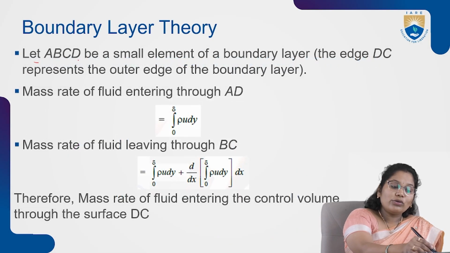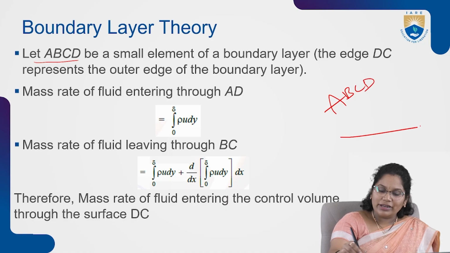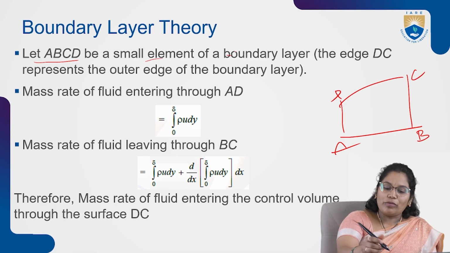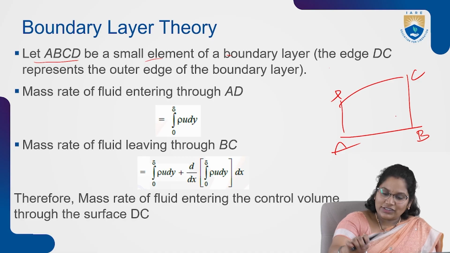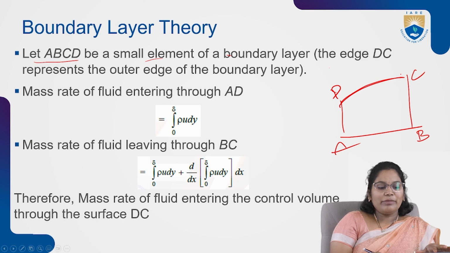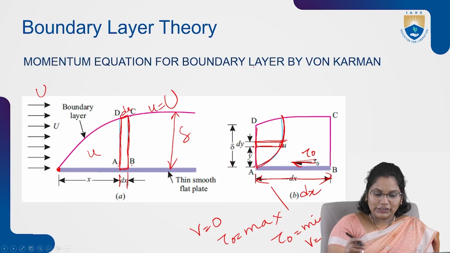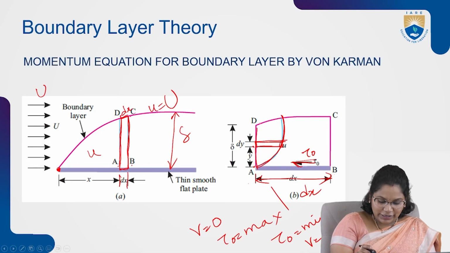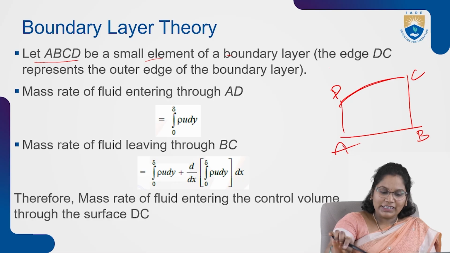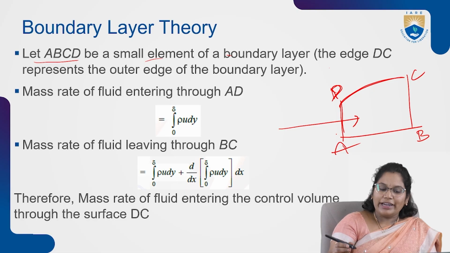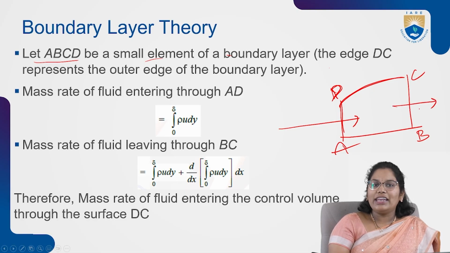Now for the enlarged element ABCD, let ABCD be a small element of a boundary layer. The edge CD represents the outer edge of the boundary layer. See here, this is AB, CD. So AD is where the fluid is entering and BC is where the fluid is leaving.